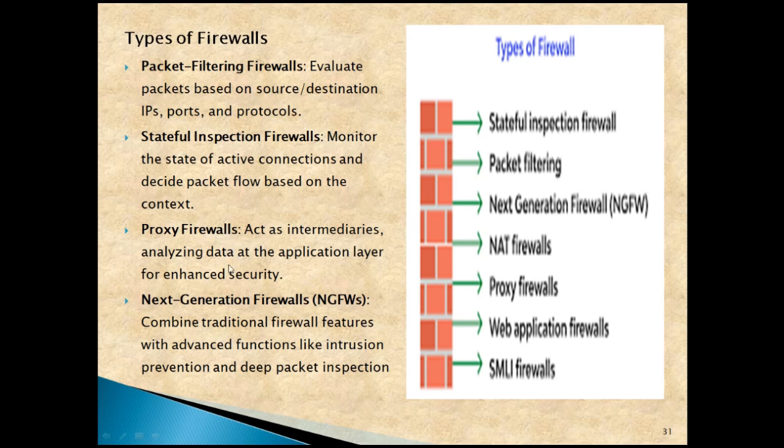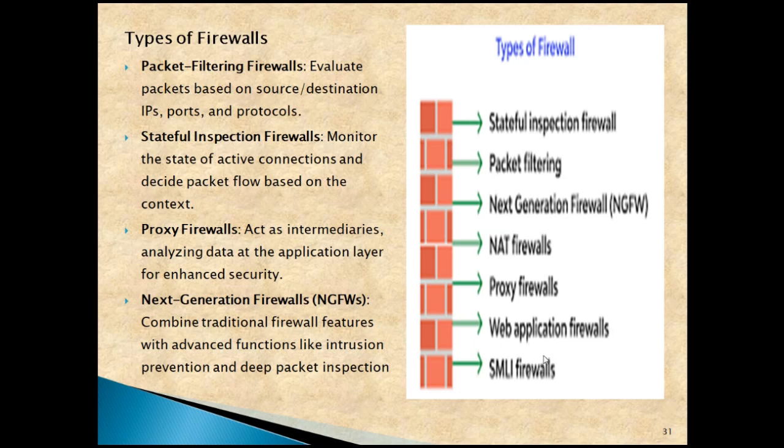We also have next generation firewalls, which combine traditional firewall features with advanced functions like intrusion prevention and deep packet inspection, which is checking each piece of data information. So these are some examples. We have stateful firewall, packet filtering, which we talked about, next generation. We also have NAT firewalls, proxy firewalls, web application firewalls, SMLI firewalls.